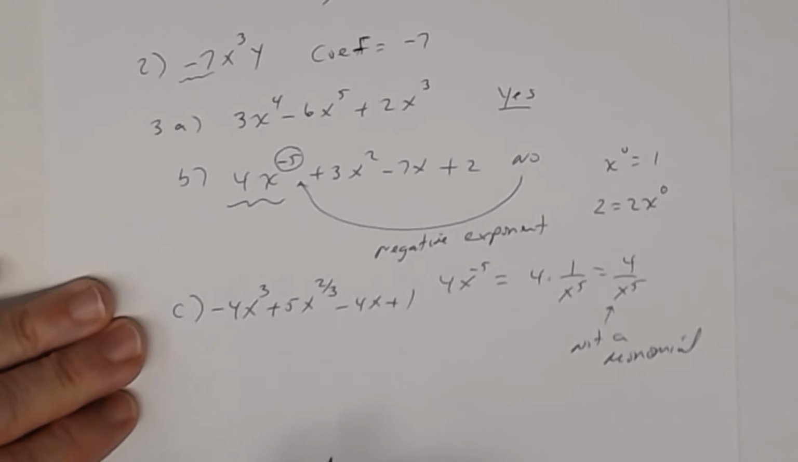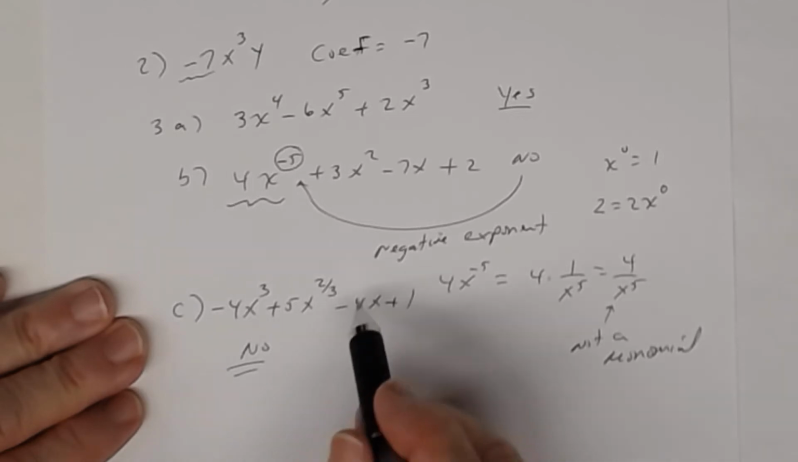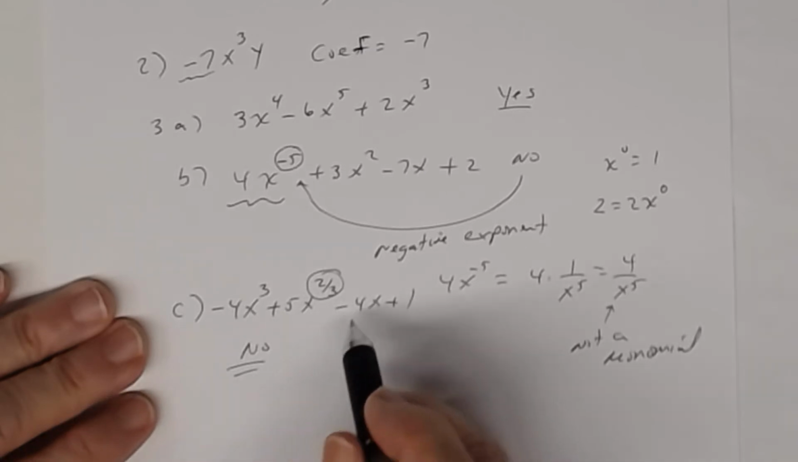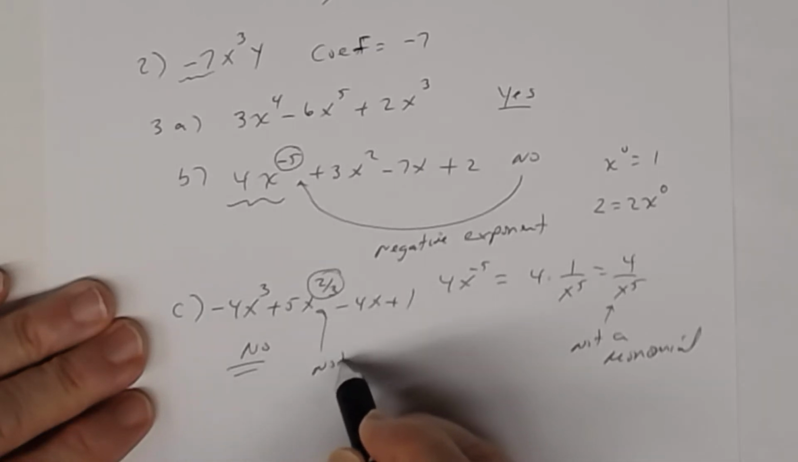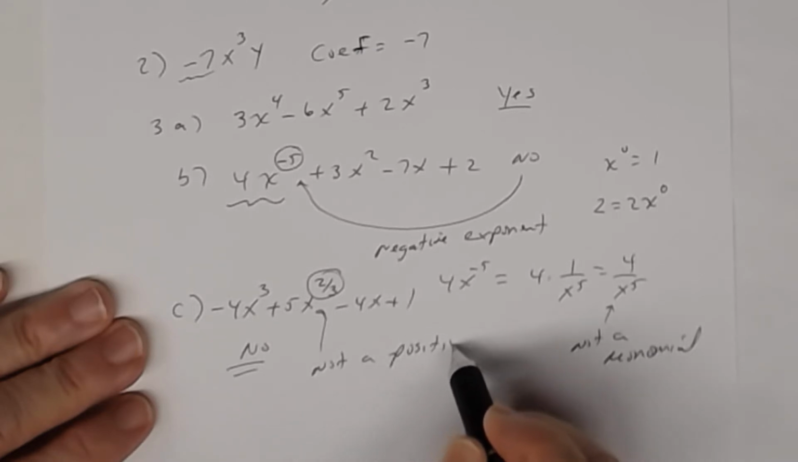All right, and then C, you have negative 4x cubed plus 5x to the 2/3 minus 4x plus 1. So hopefully you saw right away that this is not a polynomial because of that 2/3. 2/3 is not an integer, right? So this is not an integer. And let me rephrase that. This is not a positive integer.